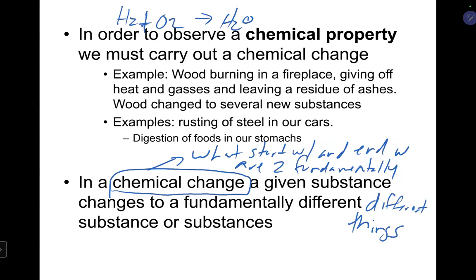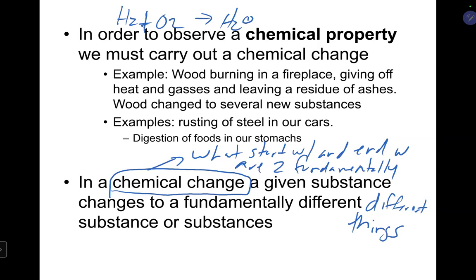Physical change, what you start and end with is basically the exact same thing fundamentally. No real change in the substance has occurred. Maybe some physical aspect of it has changed. In a chemical change, what you start with and what you end with are fundamentally different things. Some type of chemical reaction has occurred. And again, you cannot get back your original substance through any type of physical means.